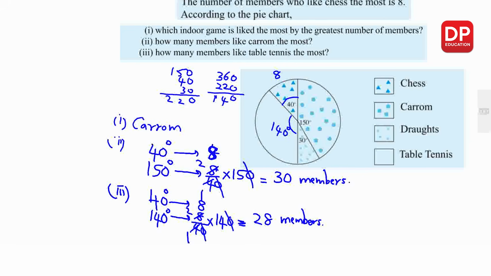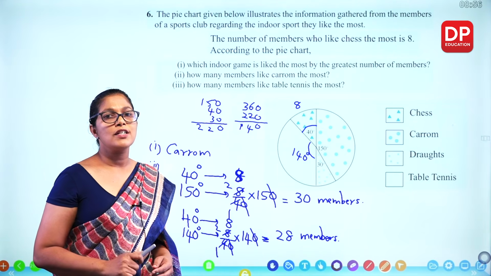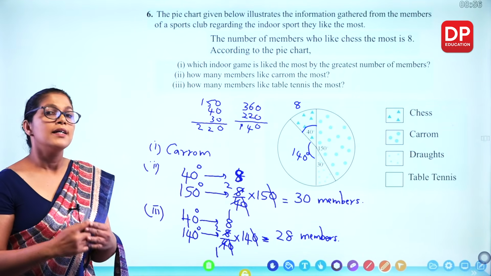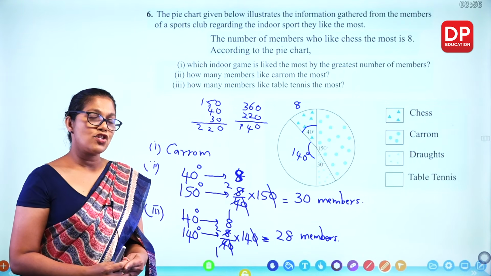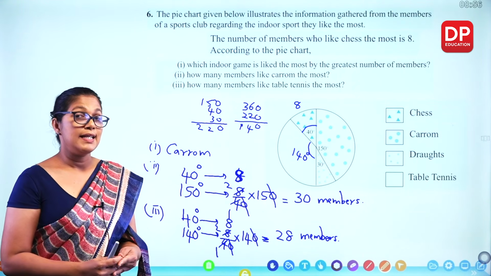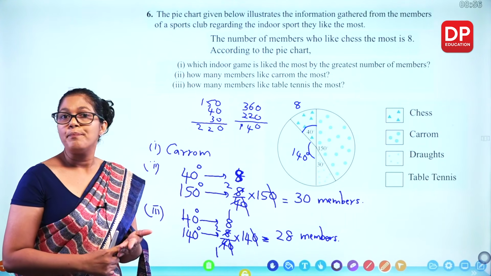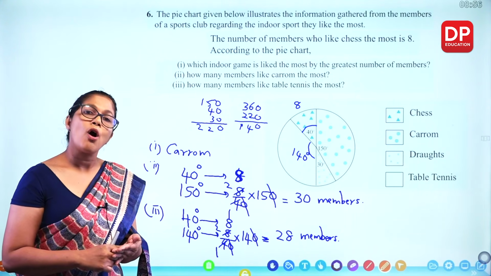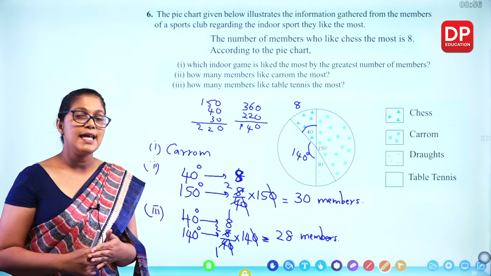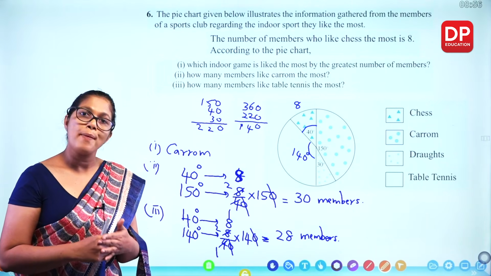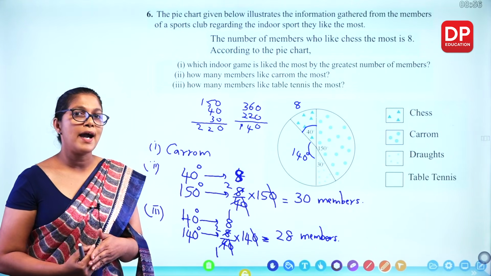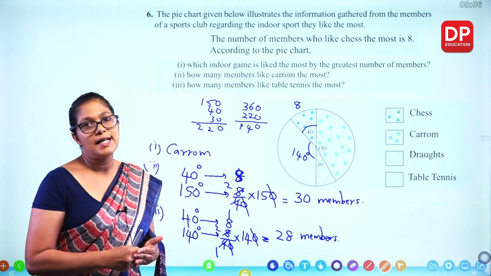for table tennis. In this section, we covered data representation. Basically, we did how to draw a picture graph, a column graph, and mainly we did how to draw pie charts, and how to collect data using pie charts.